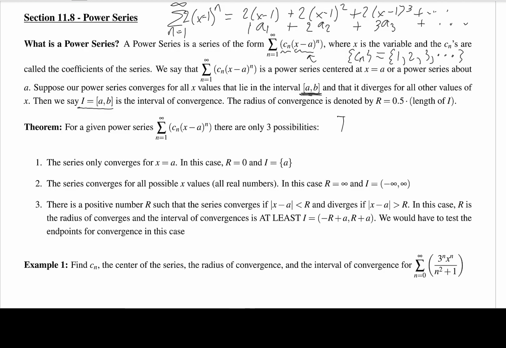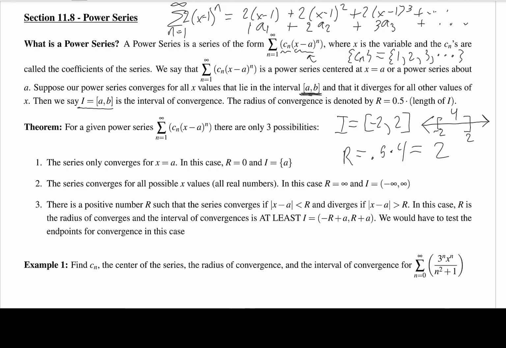So suppose we have I equals, let's say, the interval from -2 to 2. Well, the length of this interval would be 4. So R is going to be equal to 0.5 times 4, which is equal to 2. You can think about this interval if we put it on a number line. If I'm going from -2 to 2, I have to travel a distance of 4.